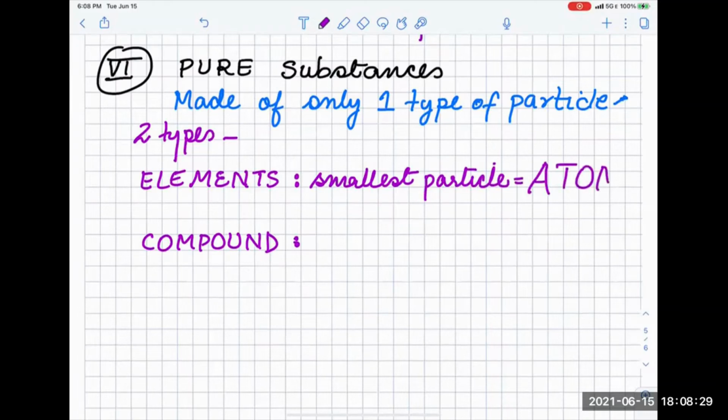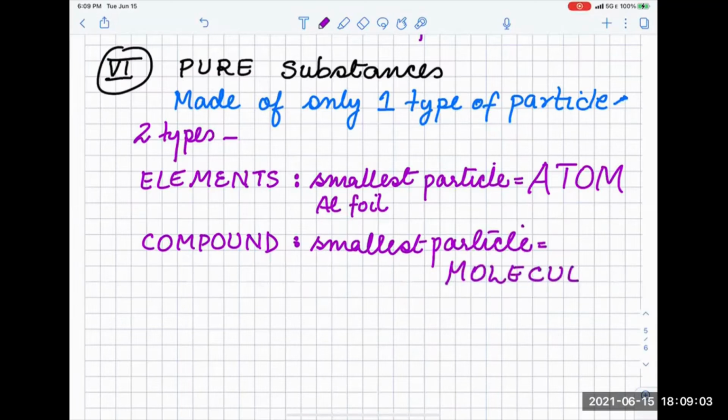So if you take, like I said, aluminum foil and start cutting it into small parts with scissors, the last part that cannot be further broken or divided would be an atom. And it will still retain its physical and chemical properties of aluminum foil. Next, compound. Here, the smallest particle is called the molecule.